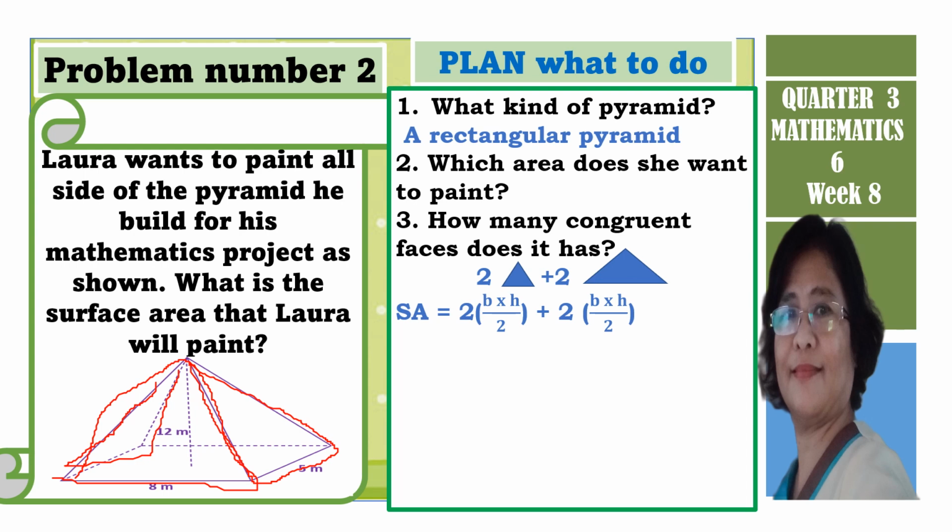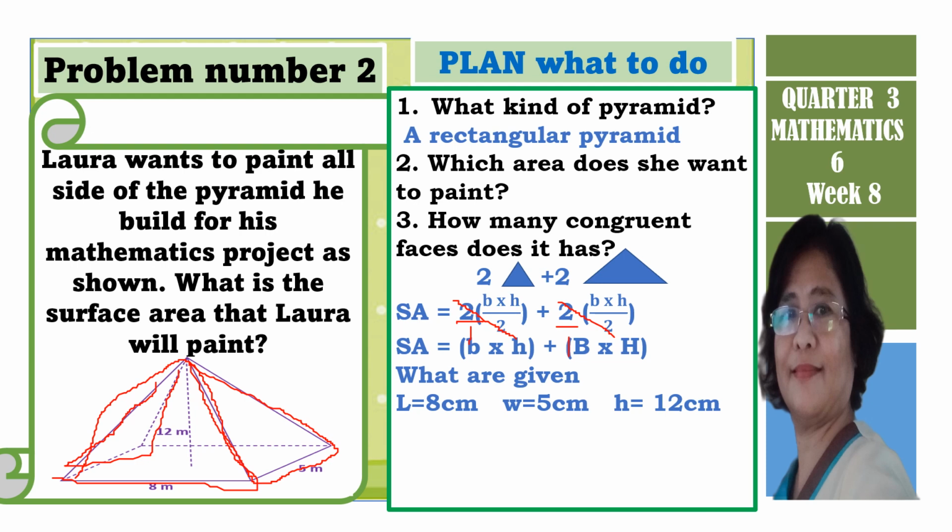Since we're going to multiply this with 2, we can cancel this one so that it would be easier for us to solve. So cancel 2 and 2. The same also here. We're going to make this one a fraction so that we can cancel. So, cross cancellation. The remaining formula now, our final formula for the rectangular pyramid, is base times height for the small triangle plus the base times height for the big triangle. Okay.